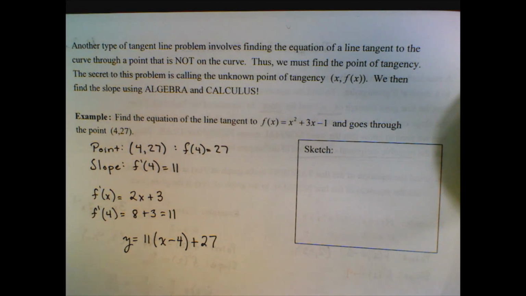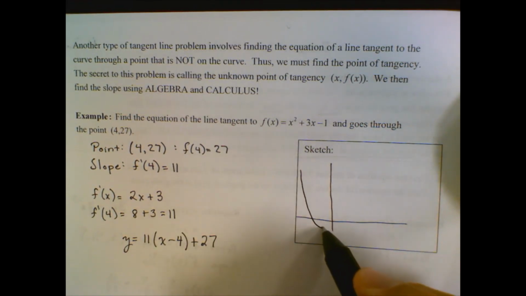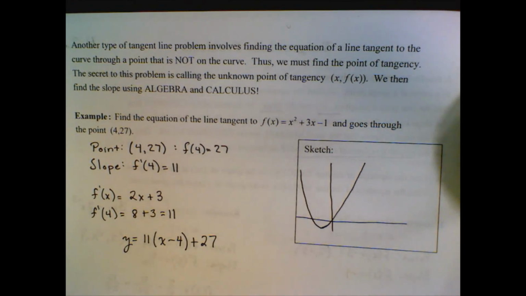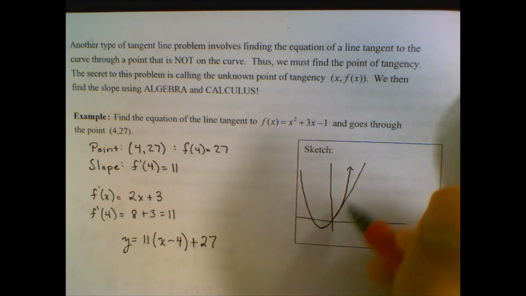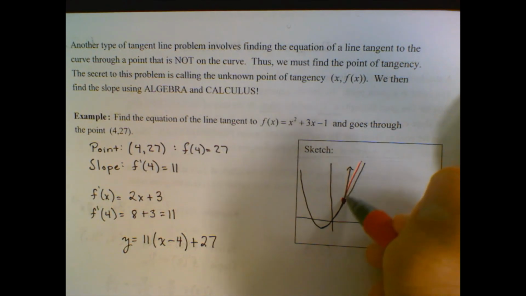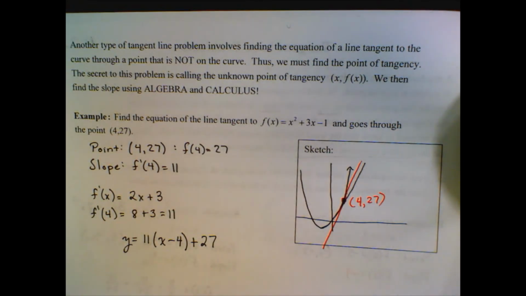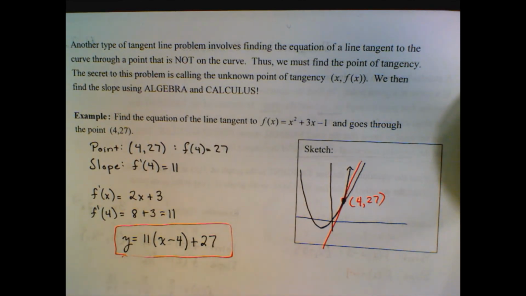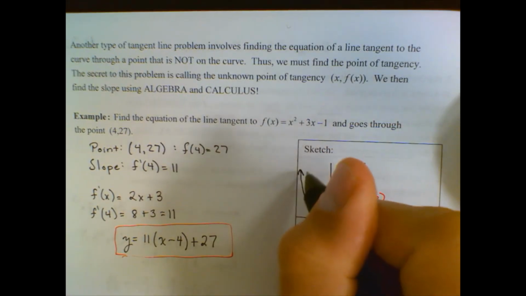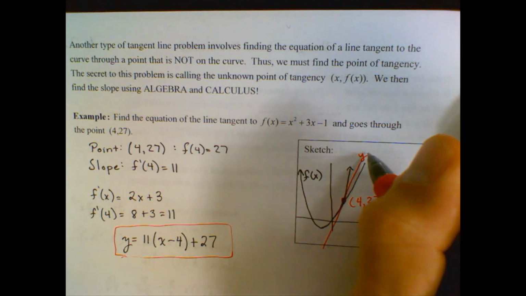So what your sketch should look like on your paper is a lot of what you saw on the calculator display. It's a terrible looking quadratic actually. This quadratic should be like this, and maybe I'll put the point there, and I'll write the point 4, 27, and the red line is this equation, y equals 11, x minus 4 plus 27, and the black curve is just f of x. Okay, so maybe I'll just label this as f of x, and I'll label this line as the tangent line.